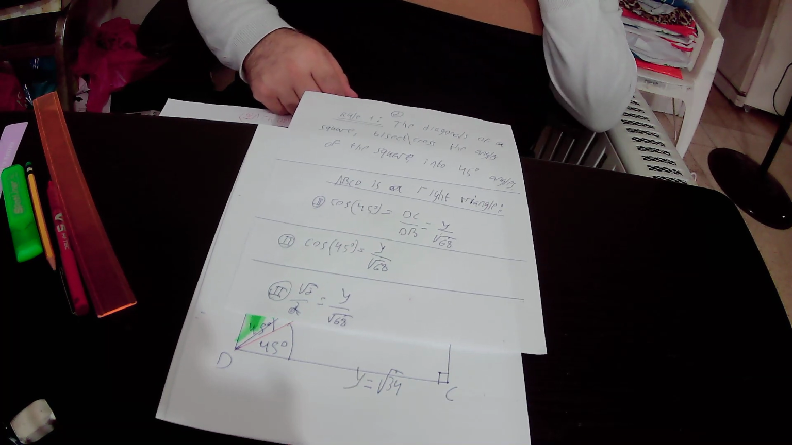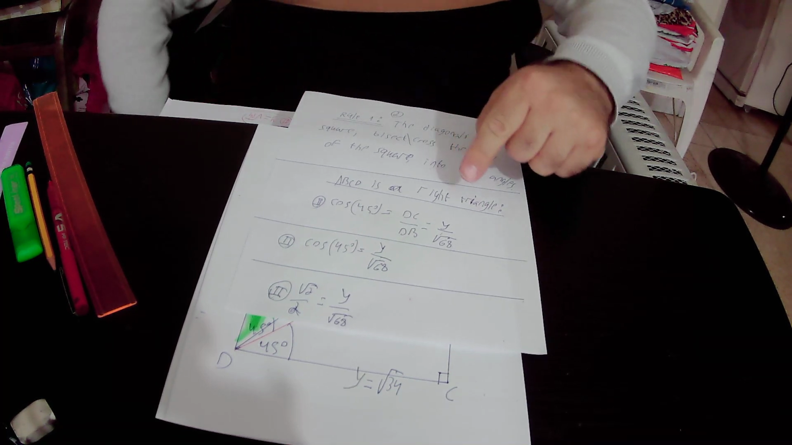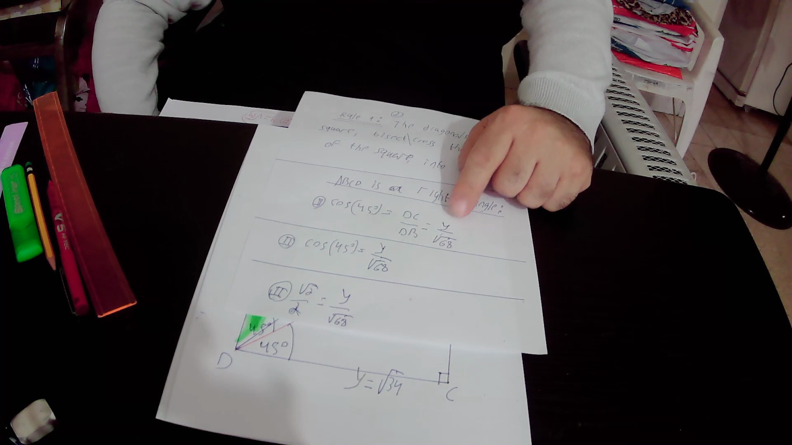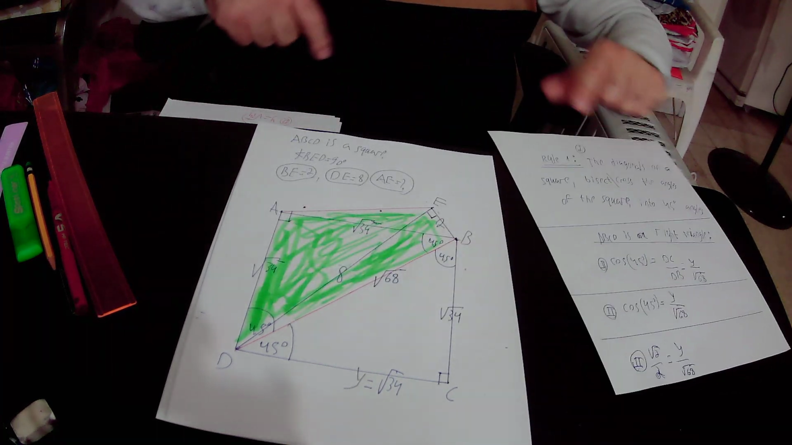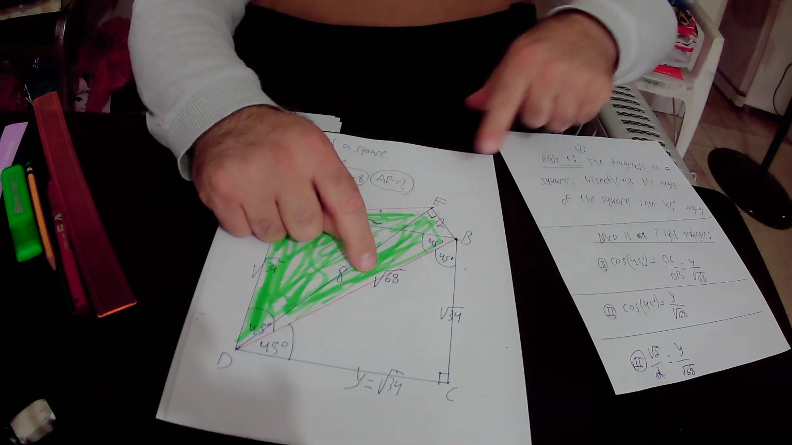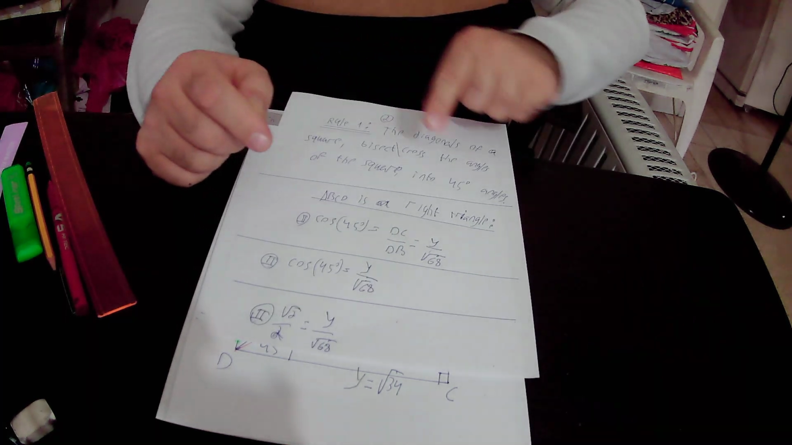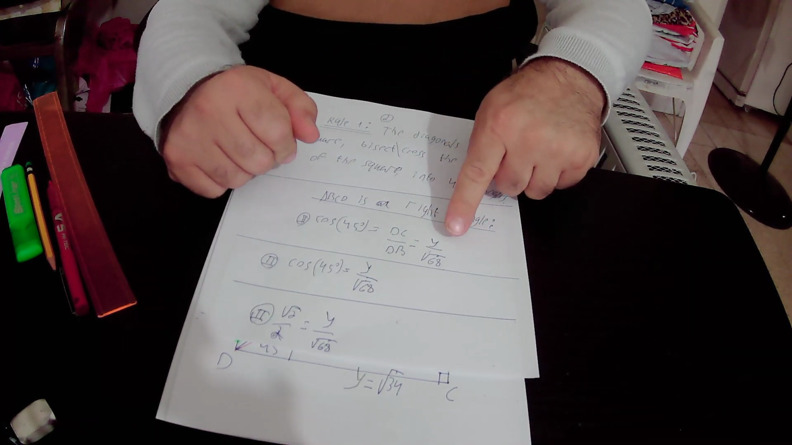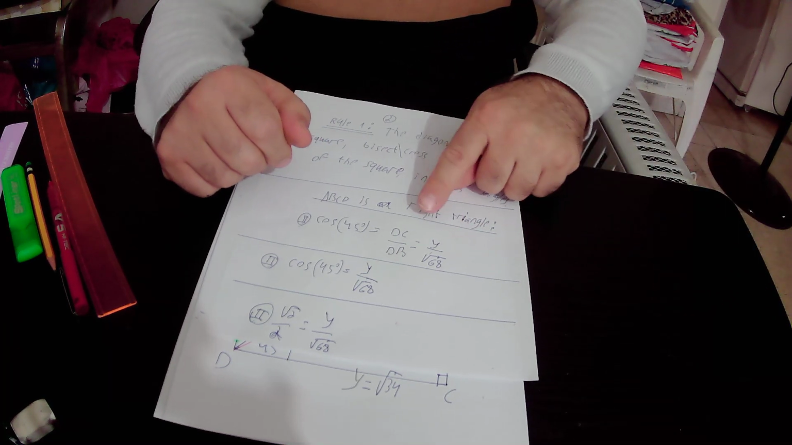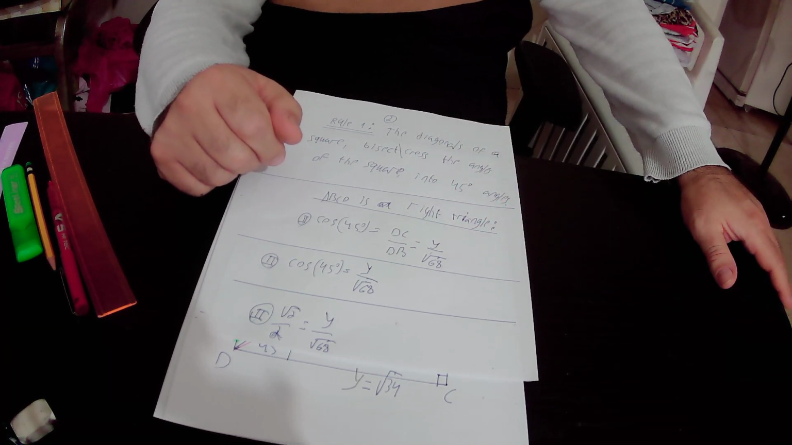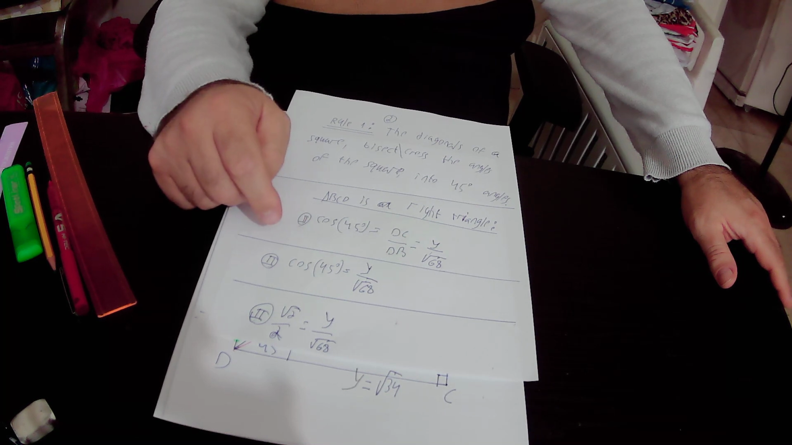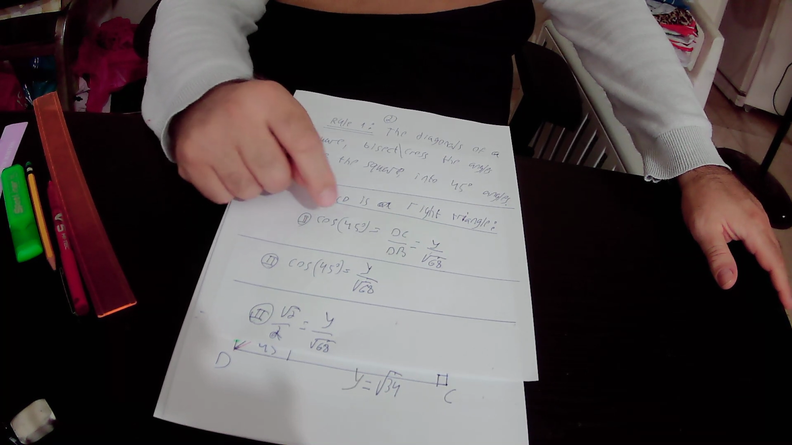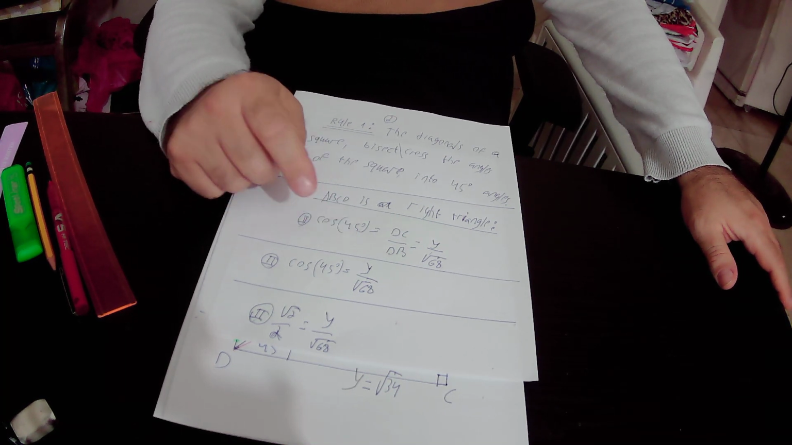Okay? But DC equals Y units according to our definition, and we have already found out that DB equals the square root of 68 units. So we substituted DB by square root of 68 units and DC by Y. And we got that cosine 45 degrees, according to equation number 2, equals Y over square root of 68.